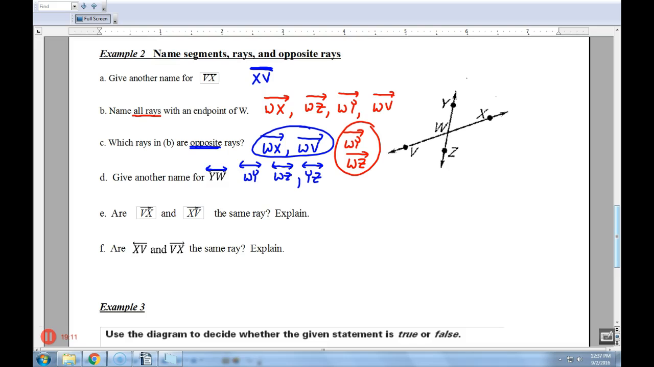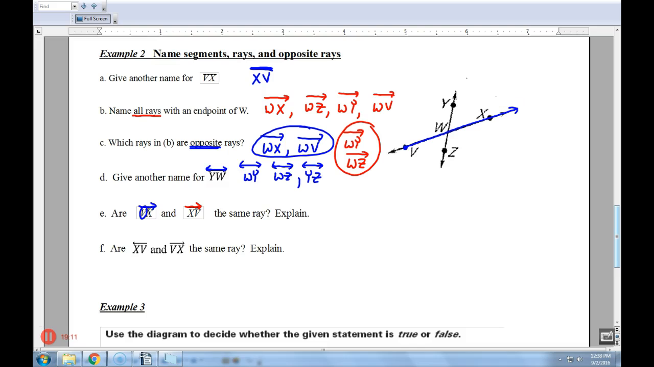Alright, so let's take a look at part E. Are ray VX and ray XV the same ray? And then I have to explain. Well, let's just go over and highlight the diagram. Ray VX means I start at V. Remember, this is the endpoint. So I start at V, and then I go forever through X.